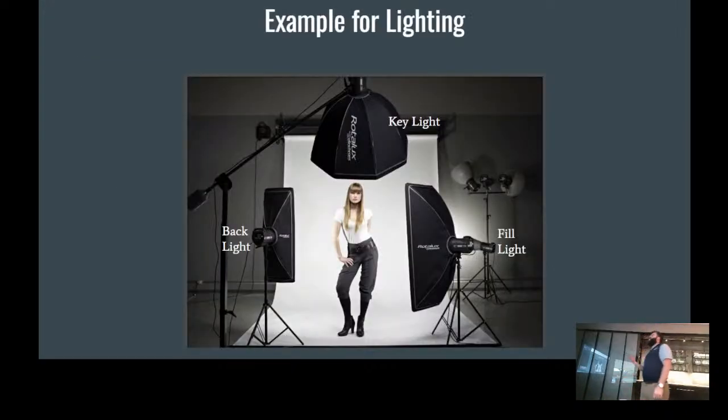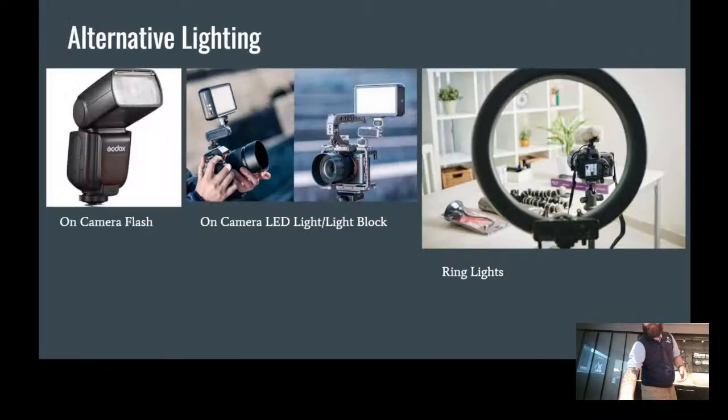This is an example of one of the best lighting formats you can have: the key light, the backlight, and the fill light. The key light is your main light, that's what hits the subject. The fill light comes in to get anything the key light couldn't, and the backlight is simply there to make sure your background and foreground are separated. This is the most ideal setup you can have, but is it practical? Is it what everyone can do? Absolutely not. Therefore, alternative lighting does exist. On-camera flashes, on-camera LEDs or light blocks, and ring lights all exist, and they're great products that you can add to your camera arsenal that'll help a lot.